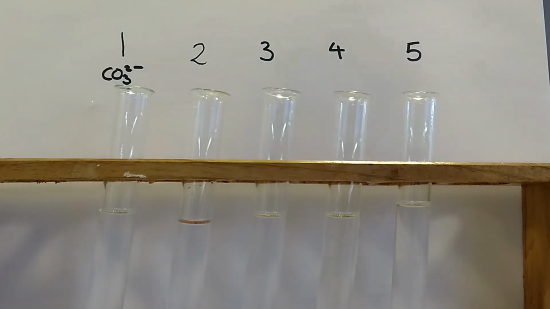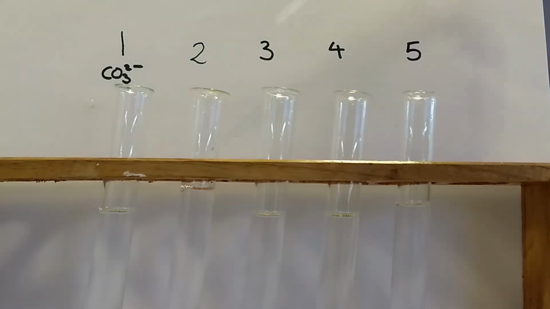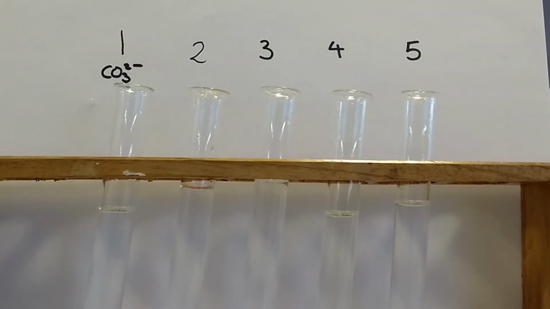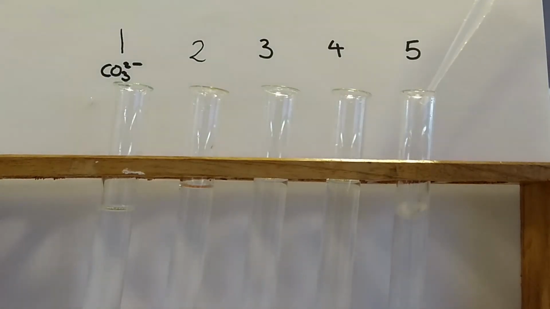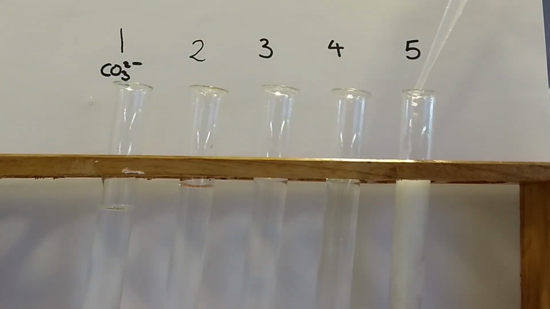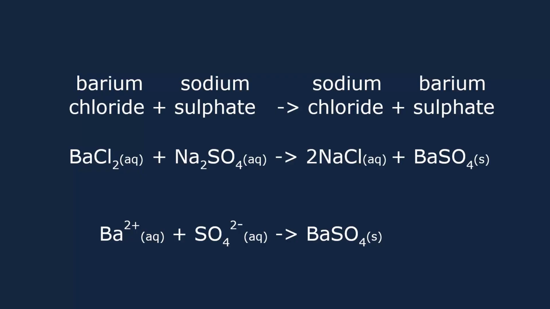After adding the acid, we add several drops of barium chloride solution to each of the boiling tubes. The presence of a white precipitate indicates the presence of sulphate ions. This can be seen in the boiling tube for sample 5. A white precipitate is observed due to the reaction of a sulphate ion from the unknown solution with a Ba2+ ion from the barium chloride, forming barium sulfate, an insoluble white precipitate. The ionic equation for this reaction is shown at the bottom of the screen.